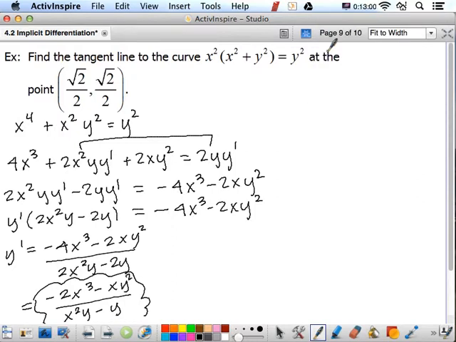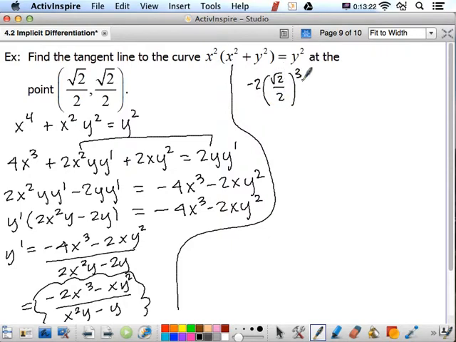So we've corrected our derivative, we have a derivative, and we need to convert that to a slope. So this is going to take a little bit of algebra. So I'm going to come over here to the side. I'm going to plug in square root of 2 over 2. Ready? Okay. I have on top negative 2 multiplied by the square root of 2 over 2 quantity cubed minus the square root of 2 over 2 multiplied by the square root of 2 over 2 quantity squared.